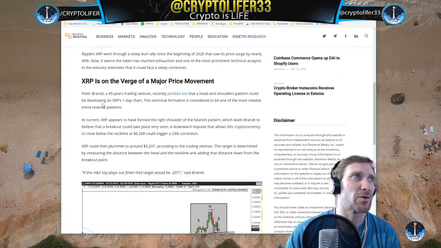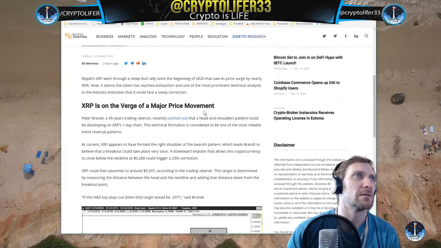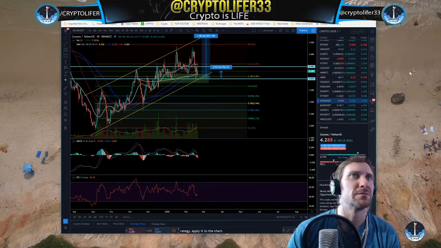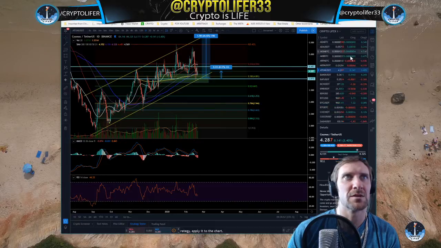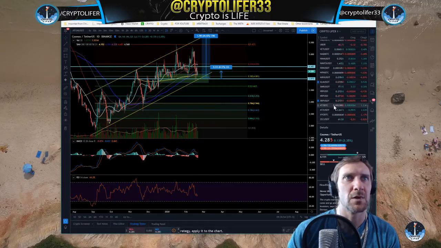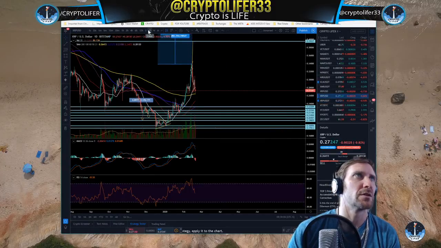They're saying that XRP is forming a reversal pattern. It's on the verge of major price movement. A trader recently pointed out that a head and shoulders pattern could be developing on XRP's one-day chart. This technical formation is considered to be one of the most reliable trend reversal patterns. That's not good. Shoulder, head, shoulder. Let me look at that. On the daily, he's saying? On the one-day chart of XRP? Let's give that a look, because this could be bad news for XRP, honestly. Or good news if you want to accumulate it. We look at it on the daily.